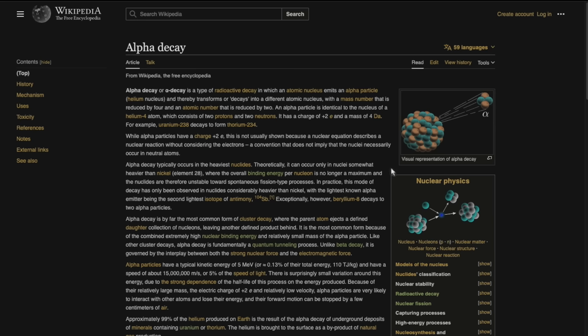Here the intermediate W boson has been emitted for simplicity. Here's a neutron decaying into a proton. The positive charge is offset by the electron and the antineutrino. Interesting.